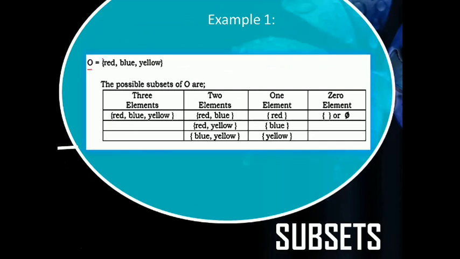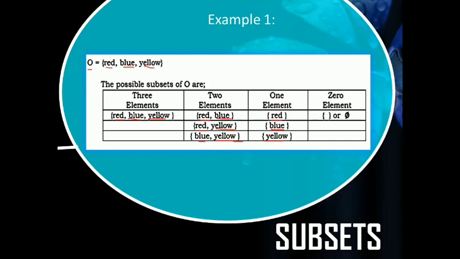Set O has the elements red, blue, yellow. So the possible subsets of O are, if there are 3 elements, red, blue, and yellow. If they require 2 elements, we can choose from among the 3. So we can write red and blue, red and yellow, or blue and yellow. These are the possible subsets of O when there are 2 elements. If 1 element is considered, the possible subsets of O are red, blue, and yellow.